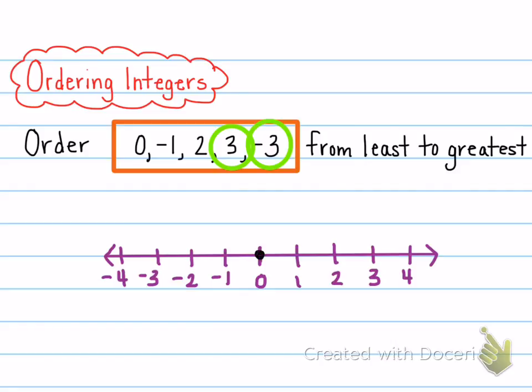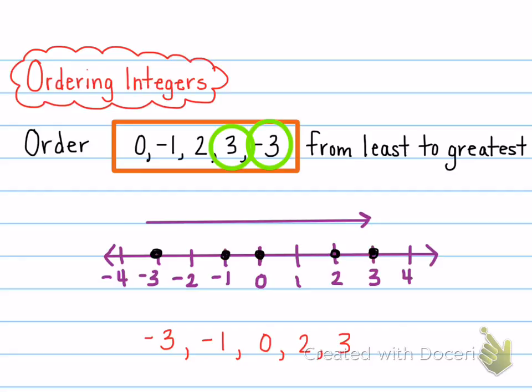First number was 0. Second number was -1. Third number was 2, 3, and then -3. So if I'm going to write these numbers from least to greatest, I'm going to look at these numbers going from left to right, because I know the smaller numbers are on the left and they get bigger in a number line as I go to the right. So my smallest number is -3, and then -1, 0, 2, and then 3.